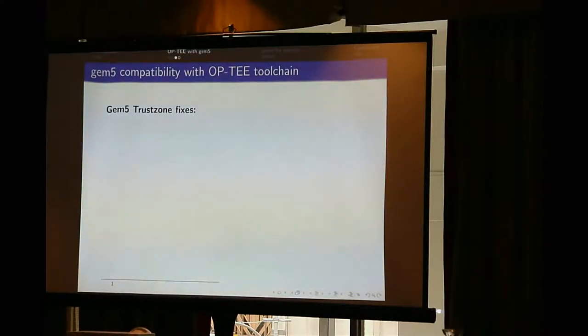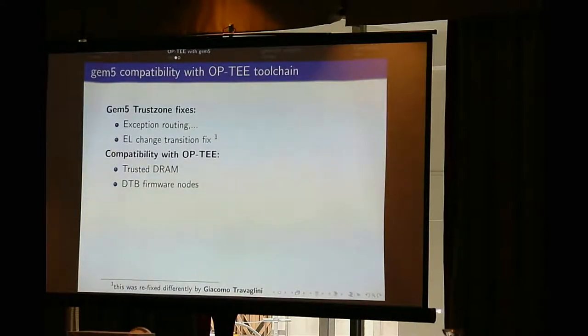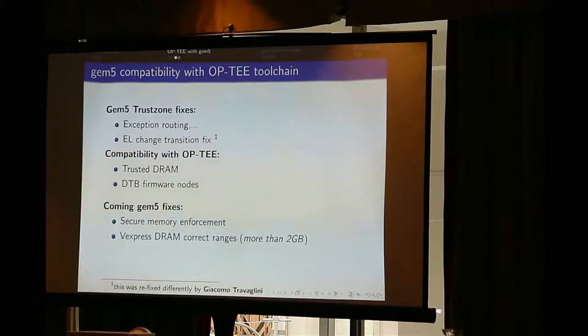To run OP-TEE with gem5, I did several things. I had to fix some of the gem5 bugs, especially something around exception level change, which we later fixed in a different way with Giacomo. You also have to add some devices, which are already now in gem5, a trusted DRAM and some specific DTB firmware nodes. There are also coming fixes which we are preparing to commit: the secure memory enforcement and the VExpress DRAM, which is a correction on the VExpress implementation in gem5, to have more than 2 GB visible to OP-TEE.